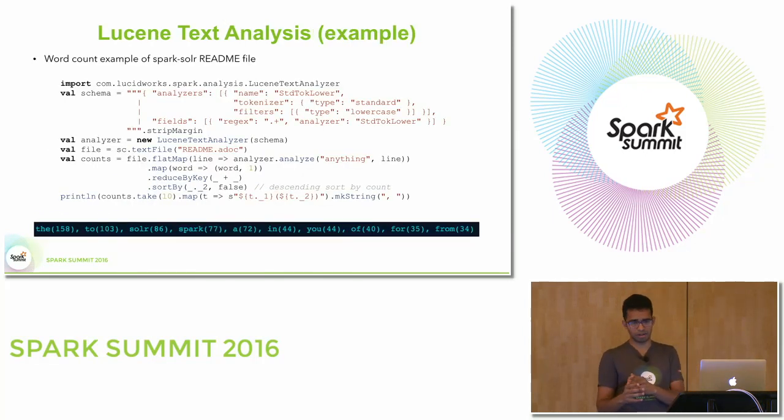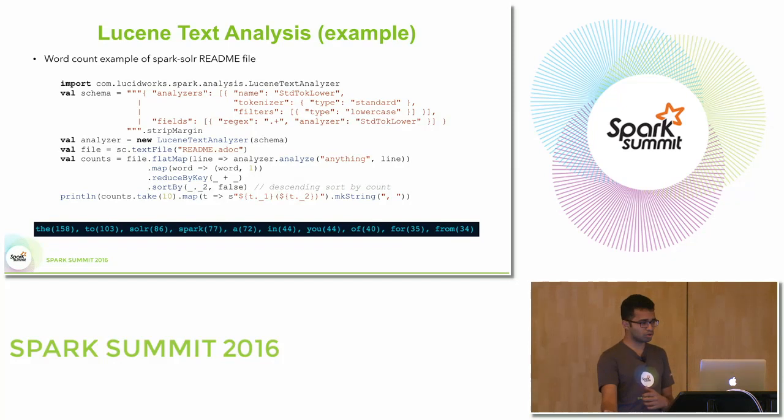So let's see a basic example. Let's say I want to take the README file of the spark-solr repo and do a word count. While doing this word count, I want to use different tokenizing and a different filter. In the example, I'm using a standard tokenizer and then a lowercase filter. The standard tokenizer takes the text and splits it into tokens. It treats all the white space and punctuation as delimiters, and the delimiter characters are discarded.